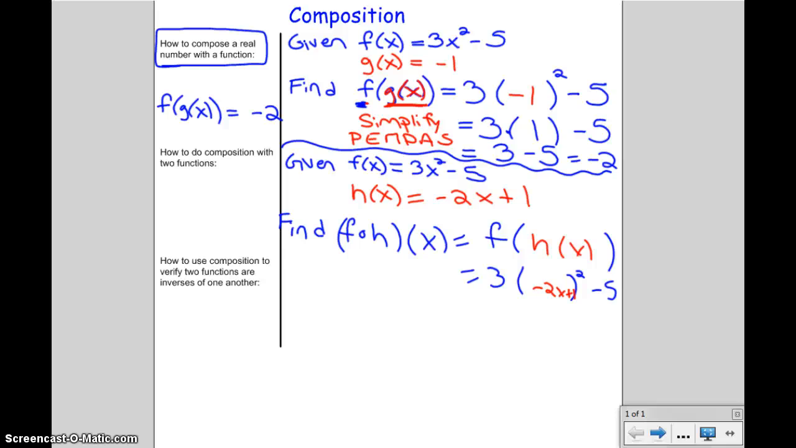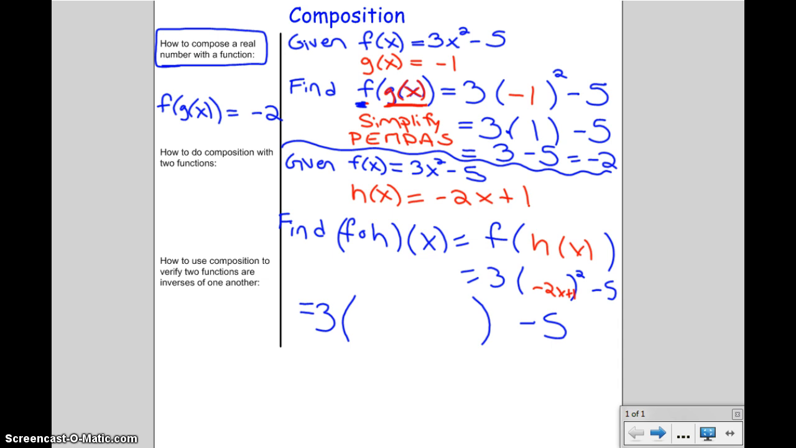That means that I'm going to come this way a little bit so I have a little bit more space. The 3 does not change. Something will happen with my negative 2x plus 1 squared, and then minus 5. If you guys remember from our factoring unit, when you have negative 2x plus 1 squared, we need to use FOIL.